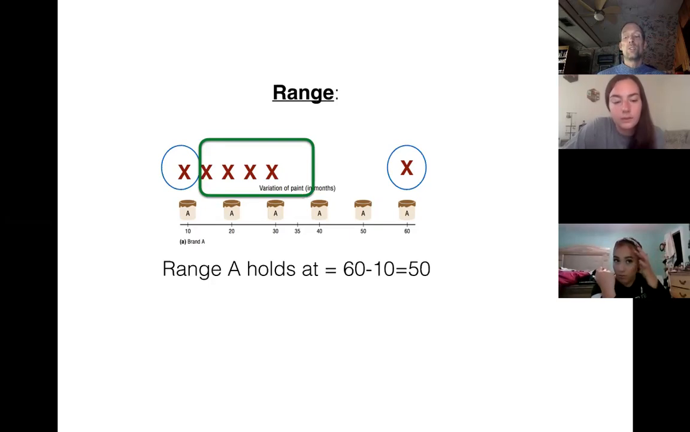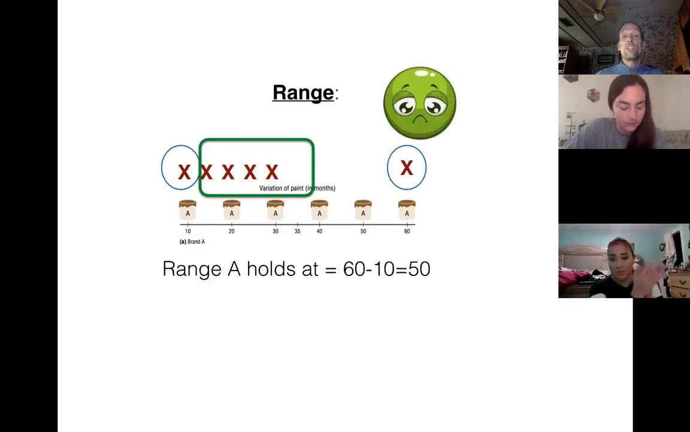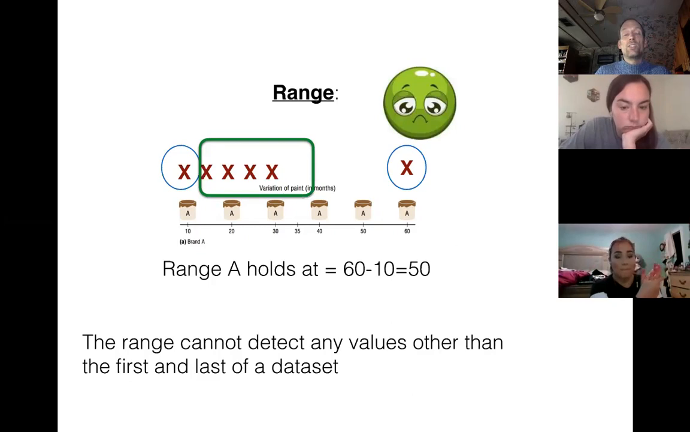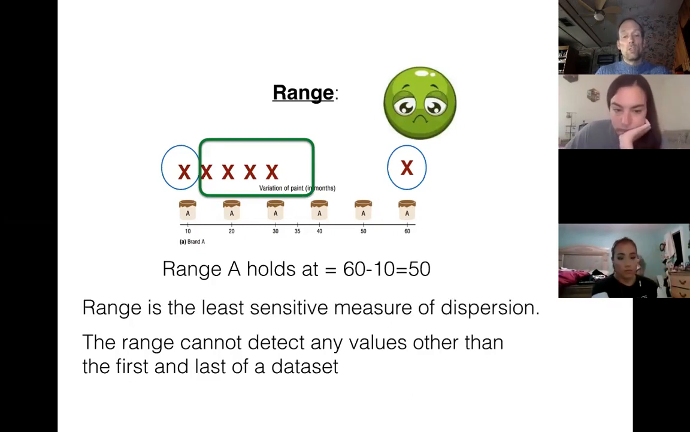It's not going to notice any of that. So that gets us a little upset and kind of worried because it means the range can't see anything in the guts of the data set. All it can see is the highest number and the lowest number. So for analytical purposes, that's really bad because it means the range is not going to be sensitive at all to anything in between the highest value and the lowest value.